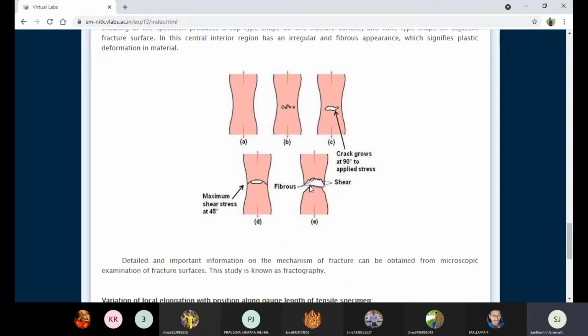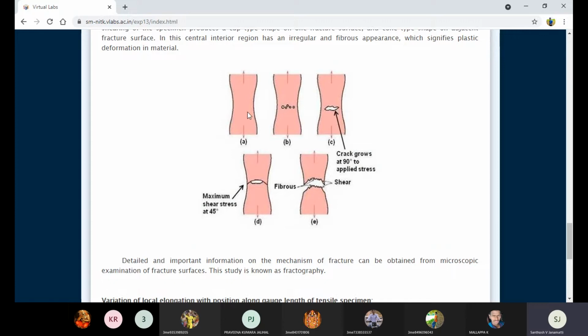This is a brittle material because there is no cup and cone type of shape. If you can identify the cup and cone type of fracture, then you can say this is a ductile material. This material has undergone a tensile fracture. So whenever we apply tension to these ductile materials, they may take these kinds of shapes.